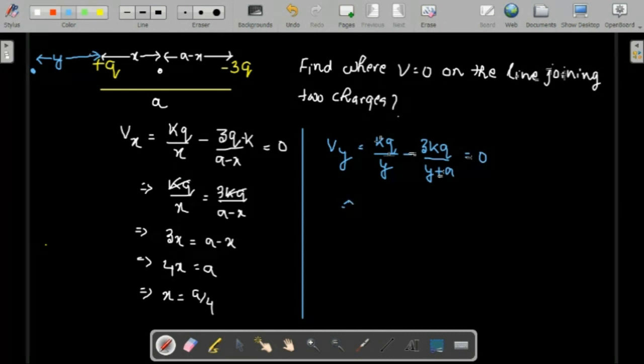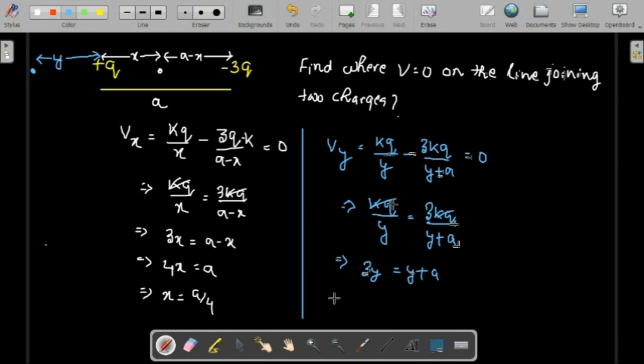So if you do our calculations here, this would be kq divided by y is equal to 3 times kq divided by y plus a. Again kq gets cancelled, and this would be 3y is equal to y plus a. Same thing, 3y minus y is 2y is equal to a, so y, which we are finding out, is a by 2. So this point is at a distance a by 2. So there also the potential would be 0.